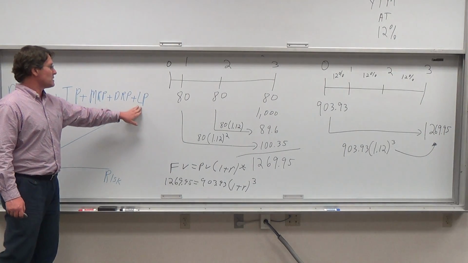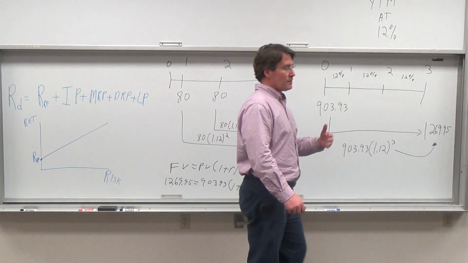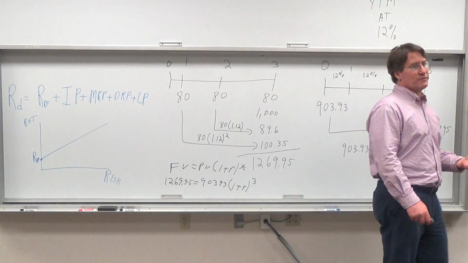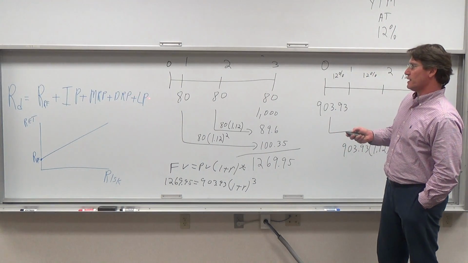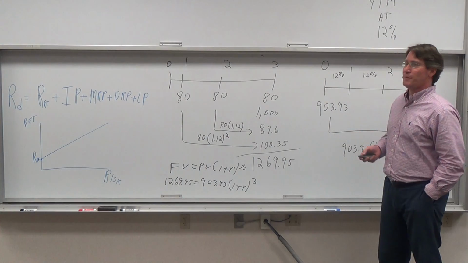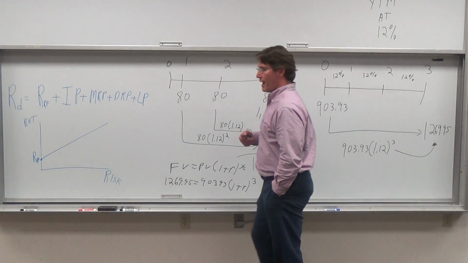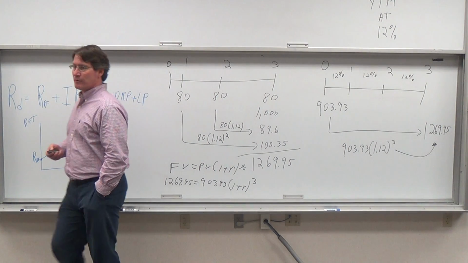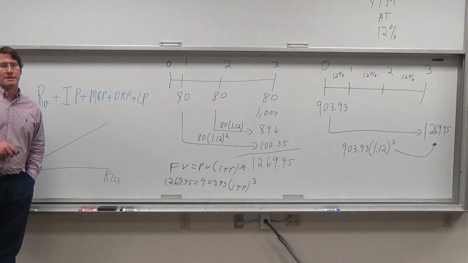And the last thing is an LP, which is a liquidity premium. A liquid asset is quickly converted to cash with minimal or no loss in value. Real estate's a classic example of something that's not very liquid. If I'm invested in something that's not very liquid, I want to be compensated for it. So we call it a liquidity premium. So I have a corporate bond that's not very liquid. I want to be compensated for it. If it's liquid, I expect less compensation.